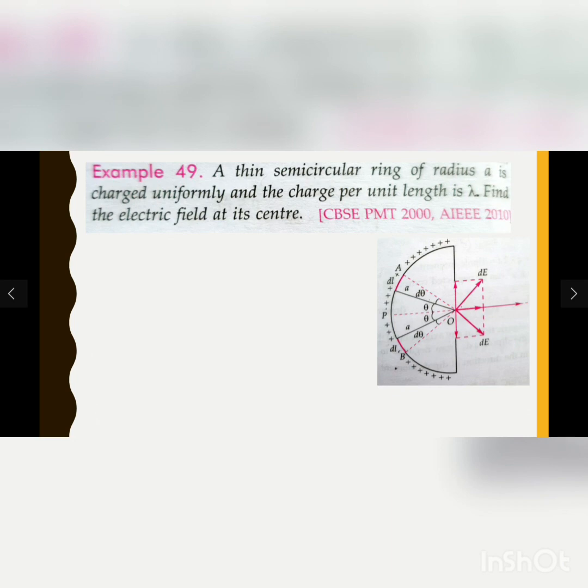Next we move on to a modification of this previous question. The question says there is a thin semicircular ring of radius a. It is charged uniformly, and we have to find the electric field at the center of this semicircular ring. So now we consider two elements dl which are symmetric along the axis OP. Now because we can see from the geometry of the figure that the two components which are along the x-axis, they will get added up, whereas the components which are along the y-axis will cancel each other out.